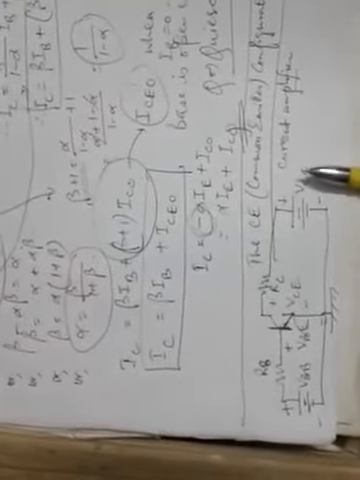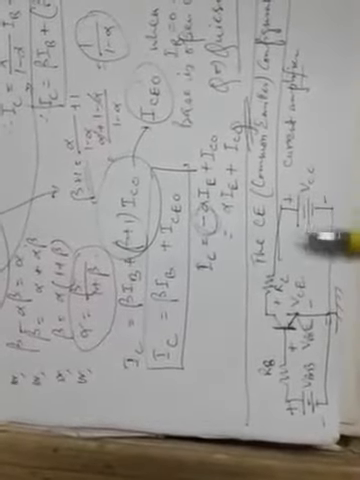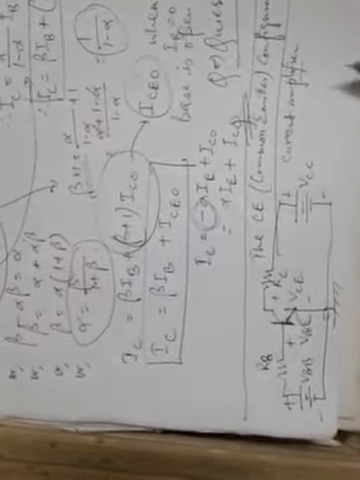Now let us see some terminologies, the subscripts that are being used. A double subscript notation is used with the transistor circuit. Now there are two types of double subscript notations.